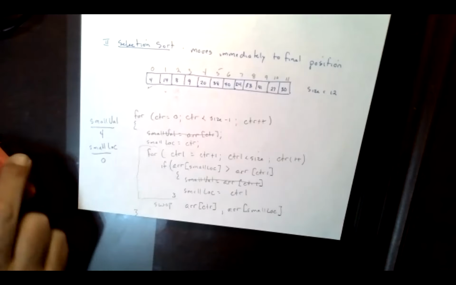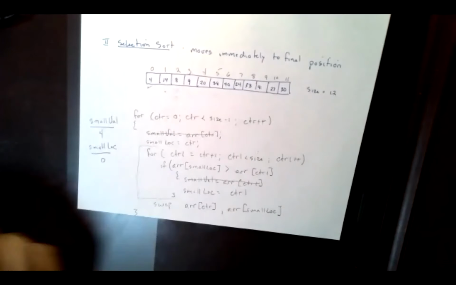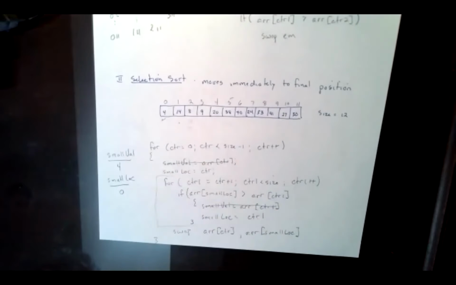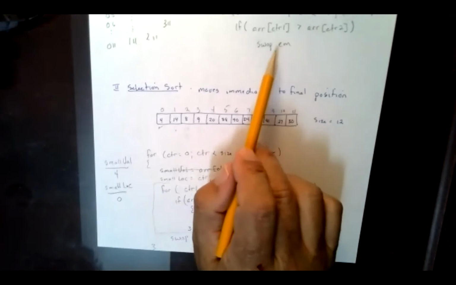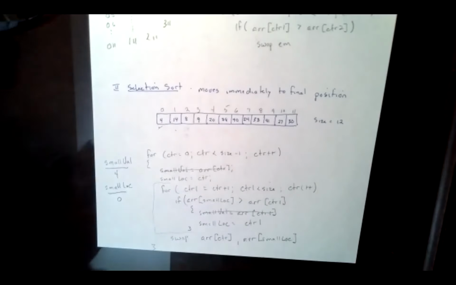Questions? Okay, I want you to go write the functions. A function for Dan sort. A function for selection sort. A function for swap. And I would add them all right into wherever you had bubble sort.